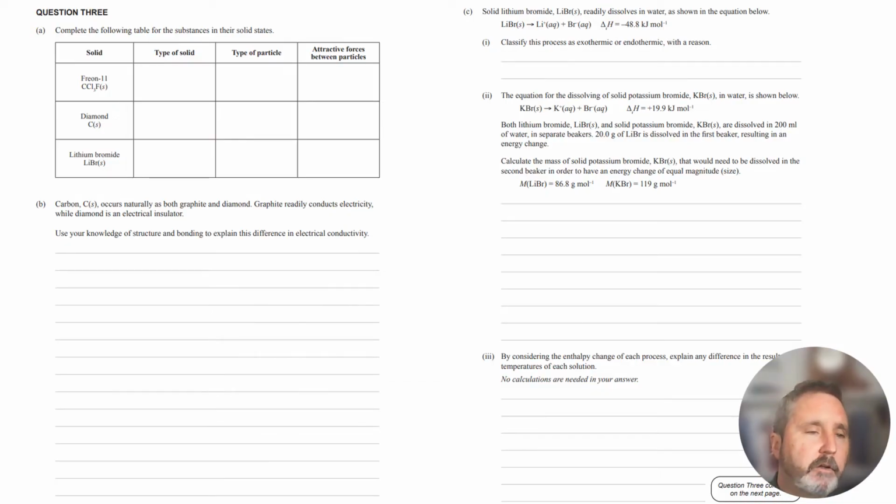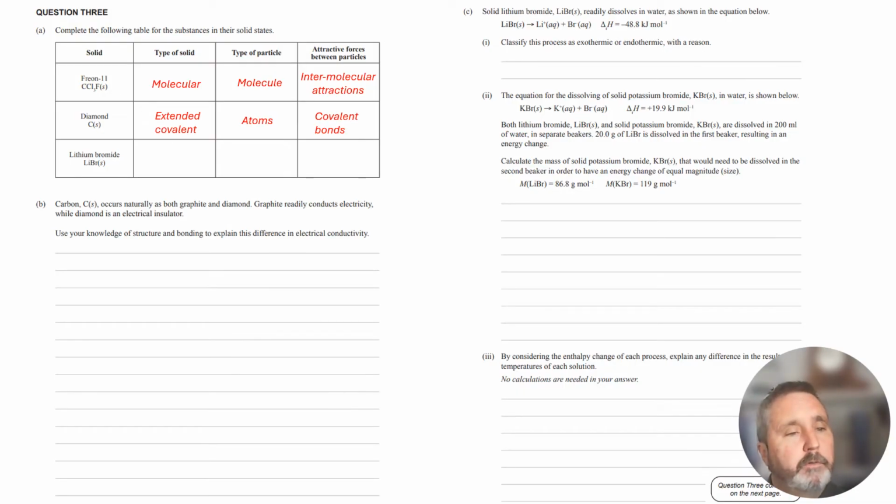It's not carbon, it's not silicon dioxide, so it's going to be molecular. We need to remember that molecular is made up of molecules. That's nice and easy. The attractive forces between the molecules are weak intermolecular attractions. So notice molecular, intermolecular attractions. Nice and simple. Diamond, carbon solid here. So this, or silicon dioxide, is the exception, and this is going to be extended covalent. Type of particle is always atoms, and attractive forces are covalent bonds because it's extended covalent.